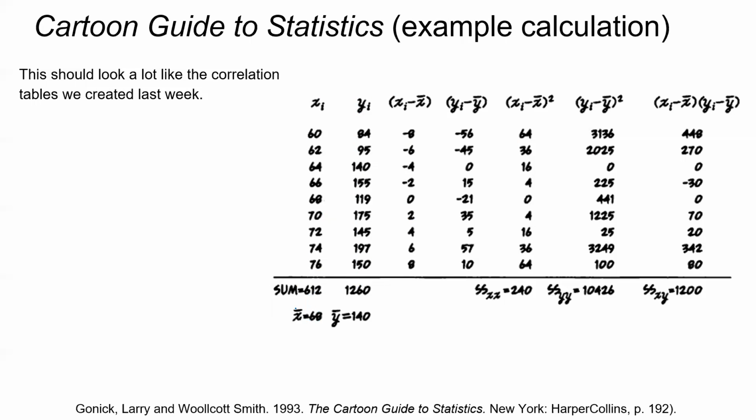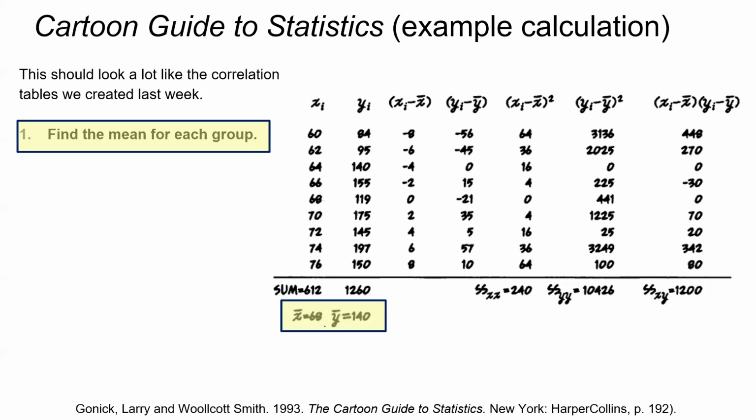We've calculated here. First step is to calculate the mean for each group. So the mean for X is 68, the mean for Y is 140. Remember, we get that by adding all these together and dividing by how many scores there are, which is 9. So the sum of these divided by 9 is 68. The sum of these values divided by 9 is 140. Okay, so we find the mean for each group.